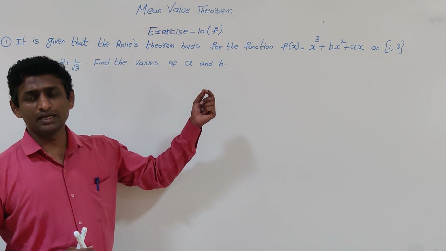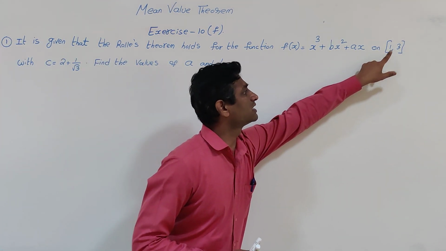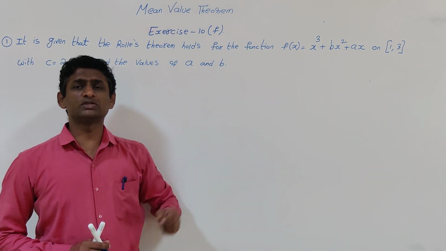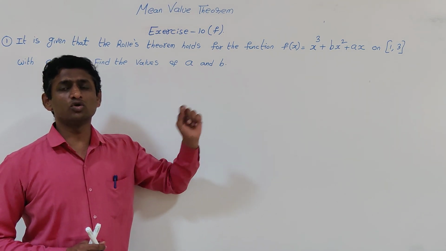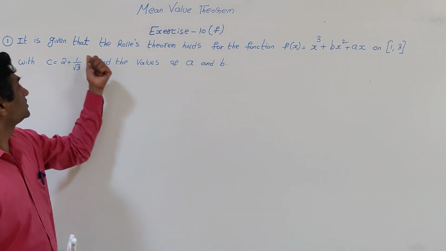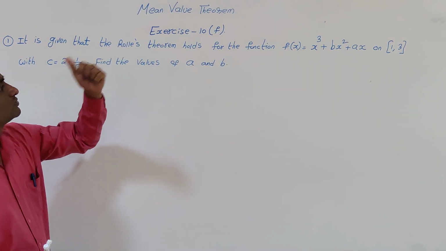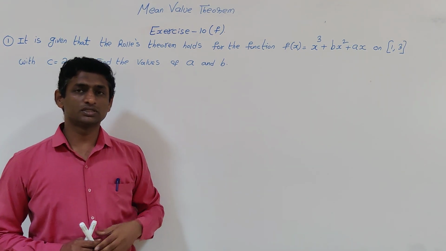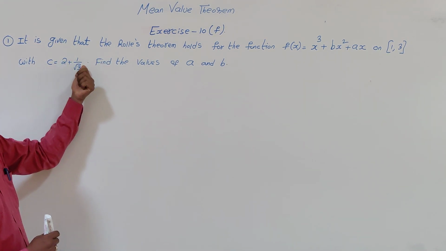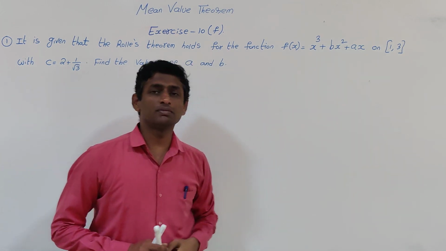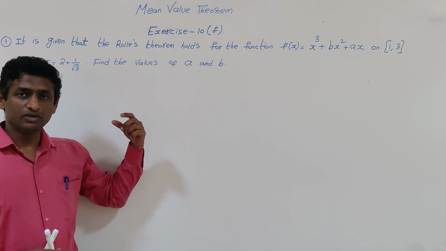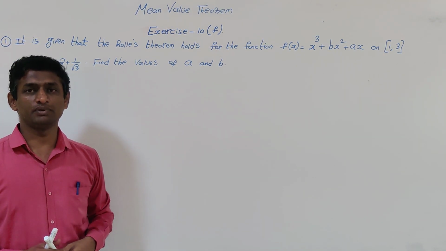So the domain given is the closed interval 1 comma 3. Now the function is continuous on the closed interval 1 comma 3 and differentiable on the open interval 1 comma 3, and f of 1 is equal to f of 3, as it is given that Rolle's theorem holds, meaning it satisfies all three conditions. Then there exists a point 2 plus 1 by root 3 which belongs to the open interval 1 comma 3 such that f dash of 2 plus 1 by root 3 will be 0. So we have to find the values of a and b.